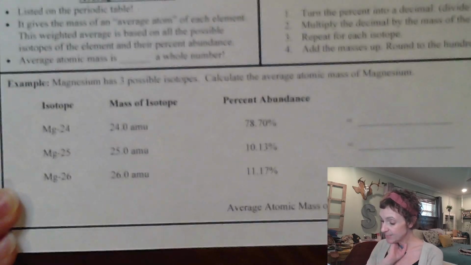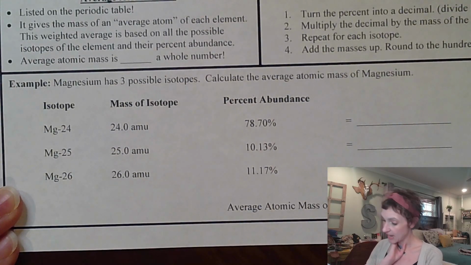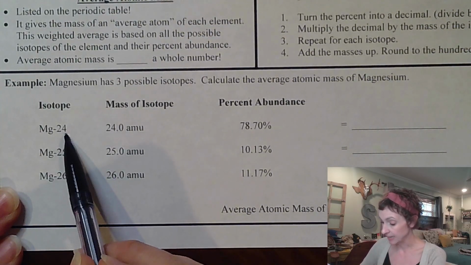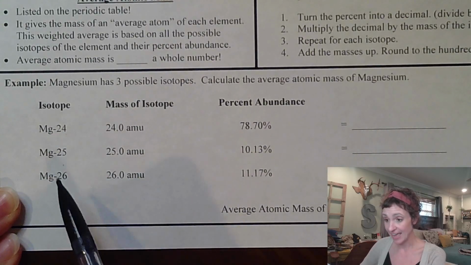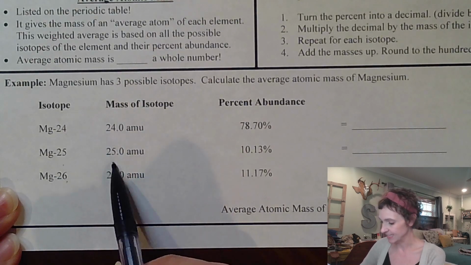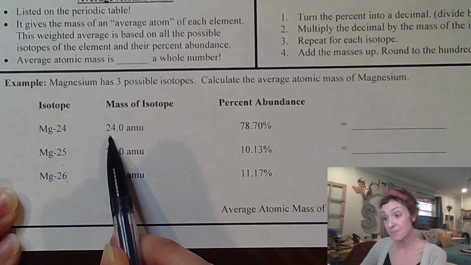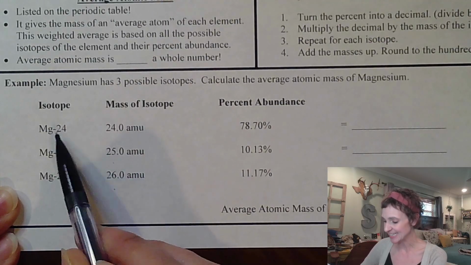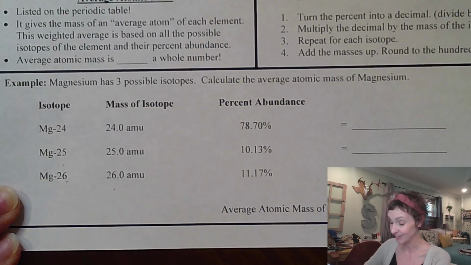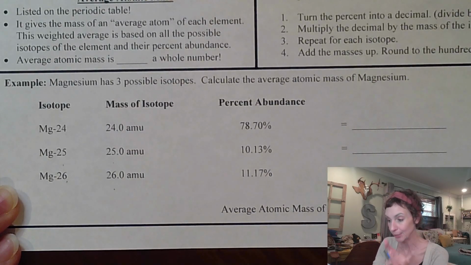So it says magnesium has 3 possible isotopes. Calculate the average atomic mass of magnesium. So here I've given you the isotope magnesium 24, magnesium 25, magnesium 26, and also the masses of these isotopes. If you'll notice, it kind of matches, which is good news. Sometimes the mass is technically not exactly perfectly that number, which we'll go through an example of in a second, but it'll be pretty close.